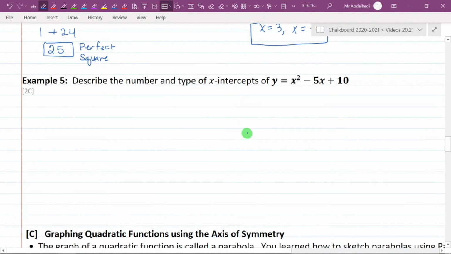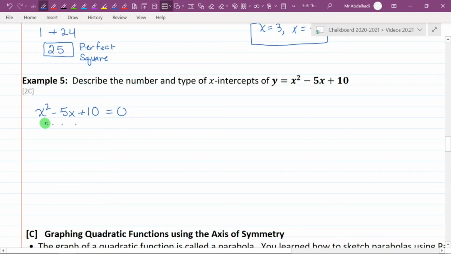Describe the number and type of x-intercepts of this parabola. Well, we learned that if you want to find the x-intercepts of a parabola, you make the y 0. So making the y 0 gives you this equation: x squared minus 5x plus 10 equals 0. And now you see this is just your plain old solving situation here. Okay, now it looks like it might be factorable, but let's check the discriminant first.